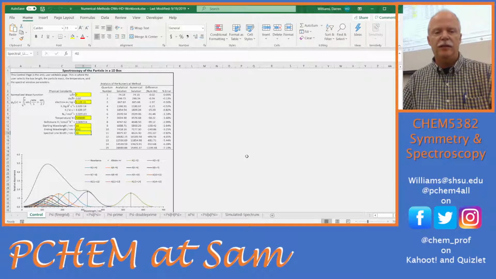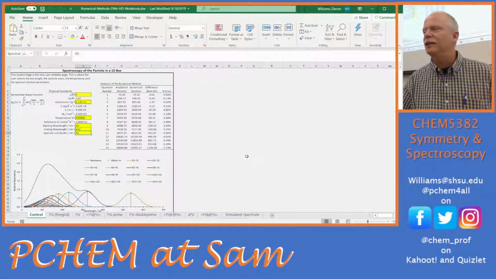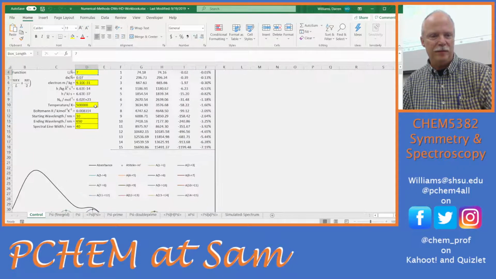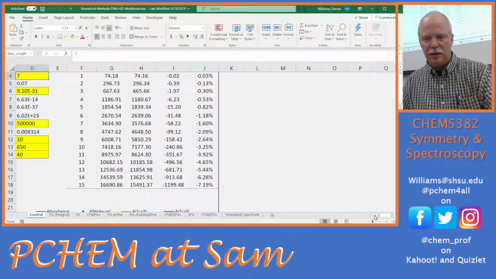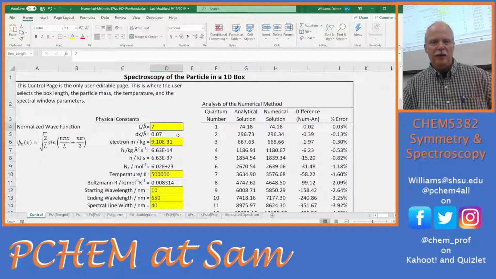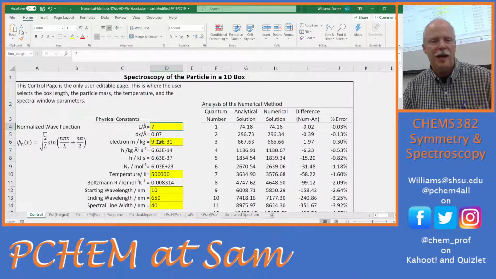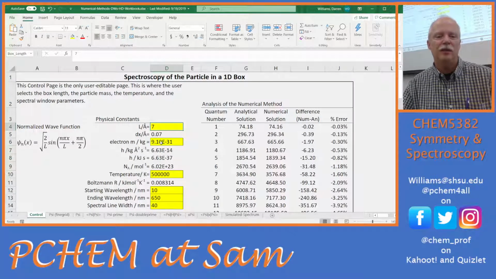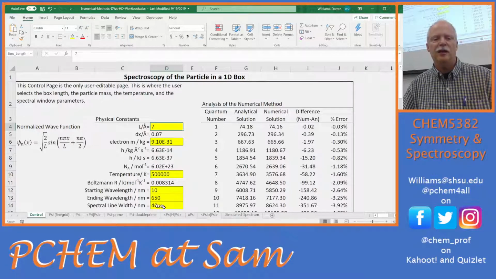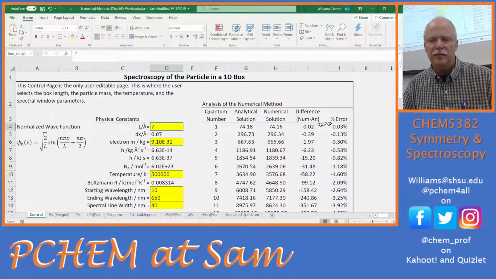All right, so this is the, quote, high definition particle in a box. And here I have the box length. I'll zoom in a little bit. And so here I have the box length, I have the mass. We could change to a proton if we wanted, and so on. Here's the temperature, starting wavelength, ending wavelength, and spectral line width. Let's just look at this comparison to analytical results.